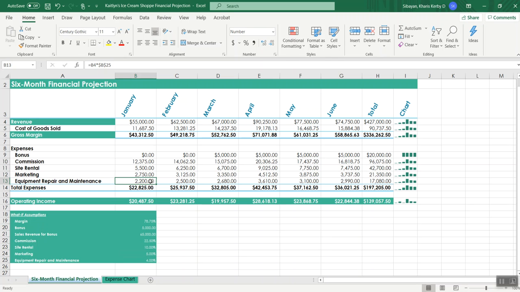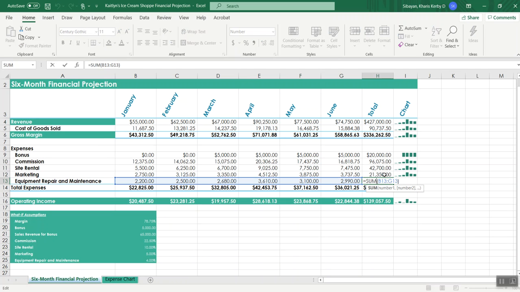Now for equipment and repair, you're going to multiply that by 4%. So this one is equal sign B4 times $B$25. There is a number that is fixed in there. Same goes with this and this one as well. Notice that those formulas actually appear on your screen.